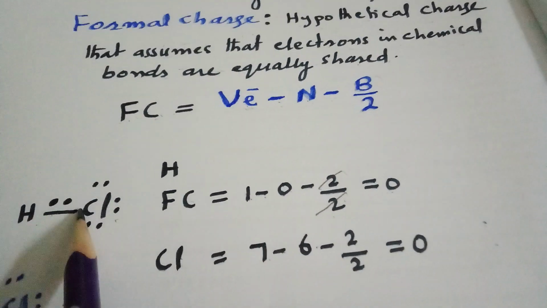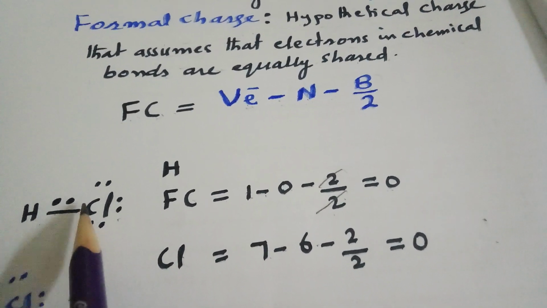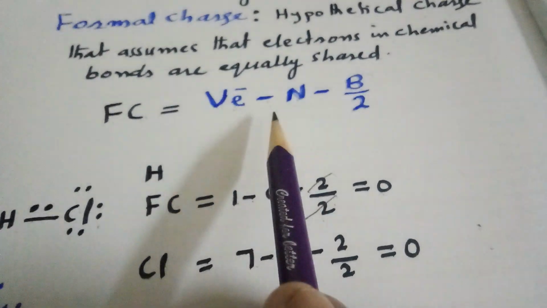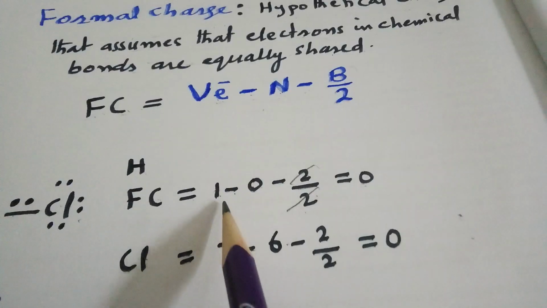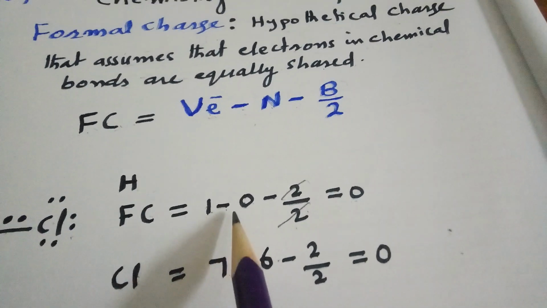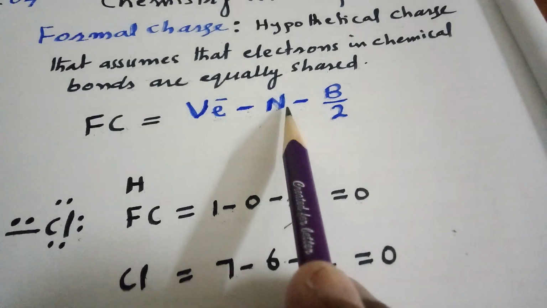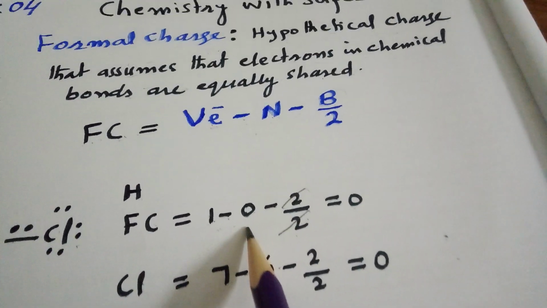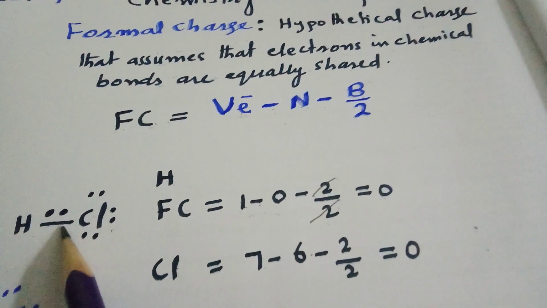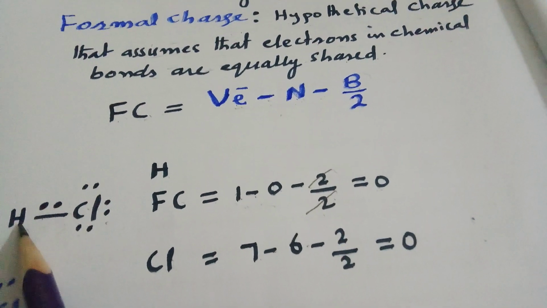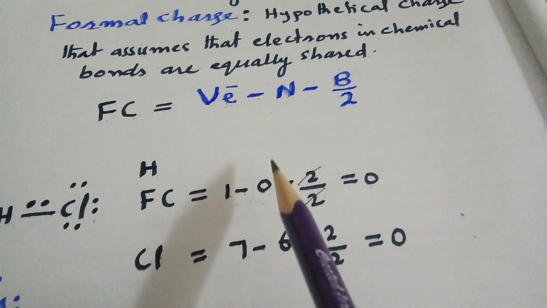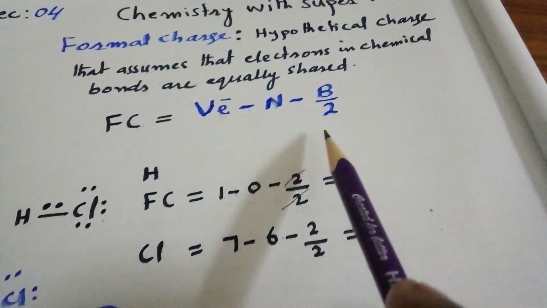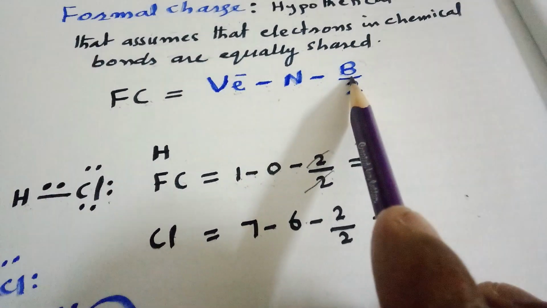Now let's take an example. HCl, hydrochloric acid. So the formal charge of hydrogen. According to the above formula, the valence electron for hydrogen is 1, minus the number of lone pair or non-bonding electrons for hydrogen, which is 0, because there is no lone pair of electrons available on a hydrogen atom. So there is 0, and minus 2 according to the formula, where B stands for the bonding electrons.